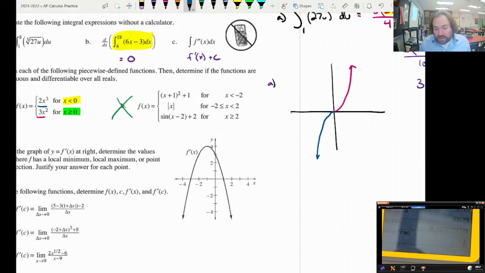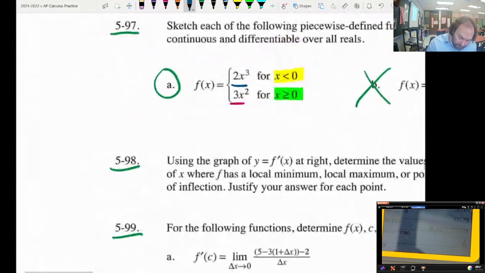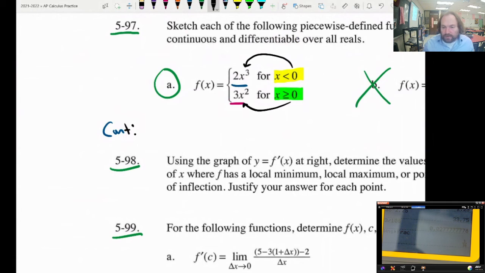As far as continuous, I can definitely tell you they're continuous. I'll show it to you right now. For continuity, you want to plug 0 into both of these functions and see if you get the same answer. Is 2 times 0 to the third power the same thing as 3 times 0 to the second power? They're both 0. So, yes.